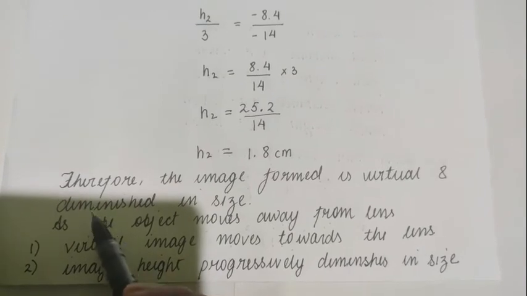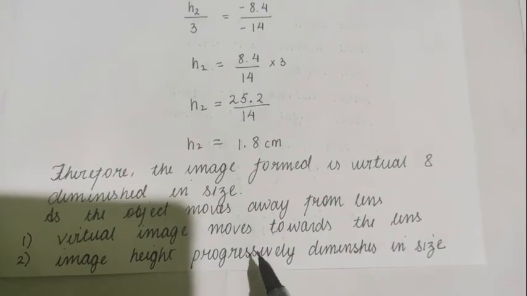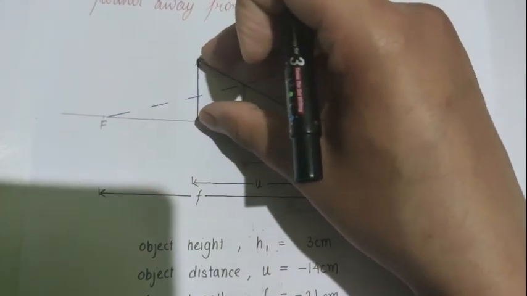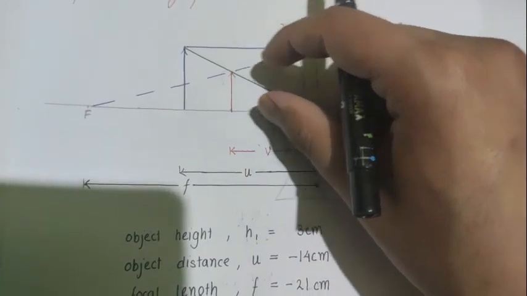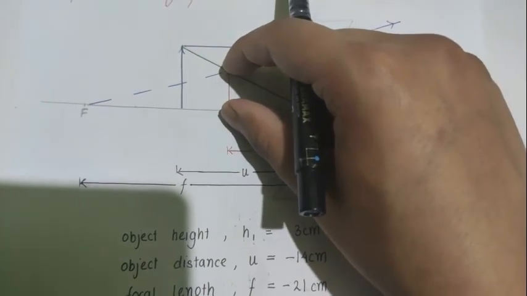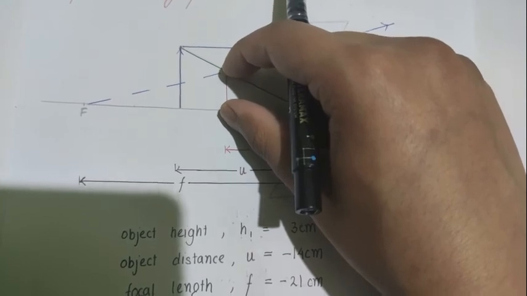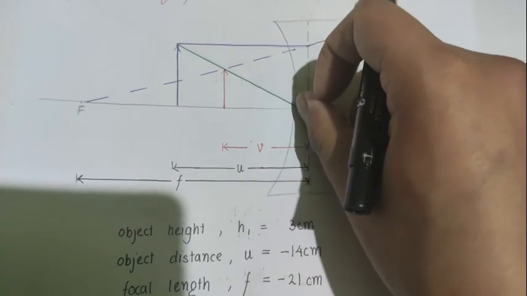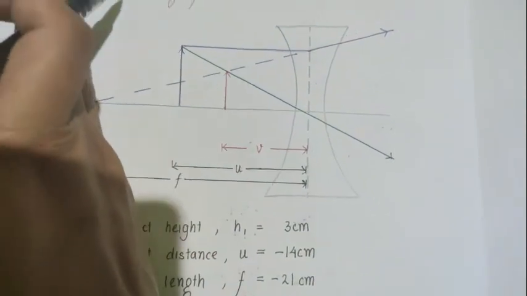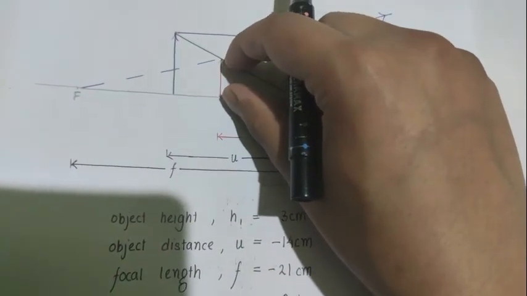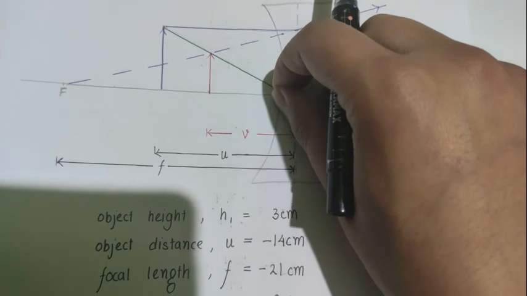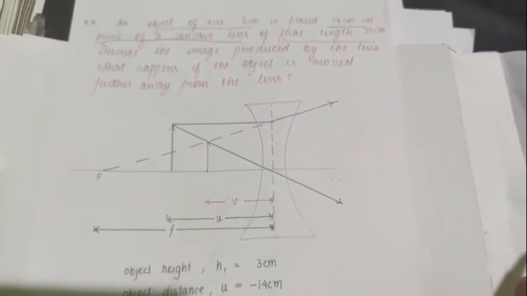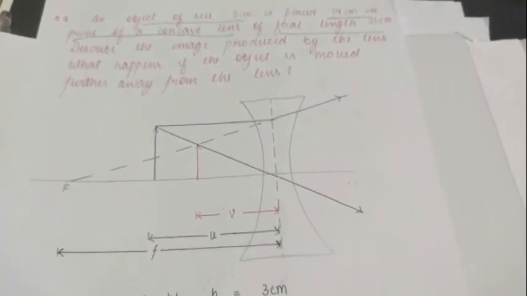So what is the second point? As the object moves away from the lens, the image height progressively diminishes in size, which means as you take the object away from the lens, your image distance, first point, moves towards the lens. Clear? And what is the second point? The image height slowly decreases and it diminishes to 0. Clear? So as the object is slowly moving towards the left away from the lens, your image decreases and moves towards the lens, decreases, moves towards the lens, and finally it becomes very small in size. Is it clear? If you have any confusion, you can ask me. Okay, thank you.